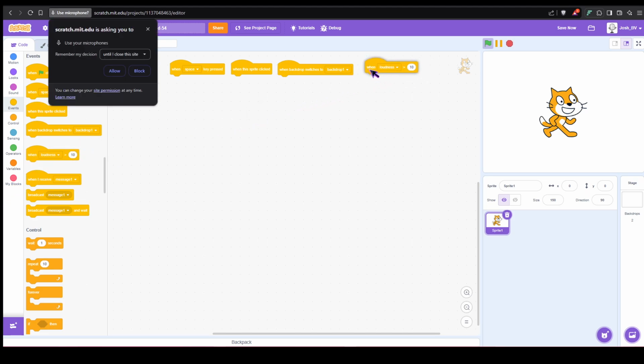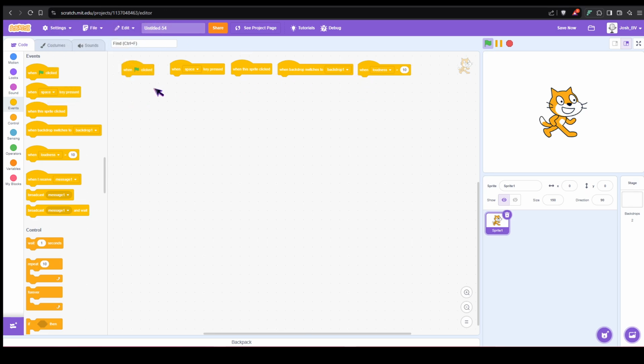Next, when loudness is set to 10, so this uses your mic. As you can see, there's a prompt in here. So I'm not gonna do that because we can't do that right now.